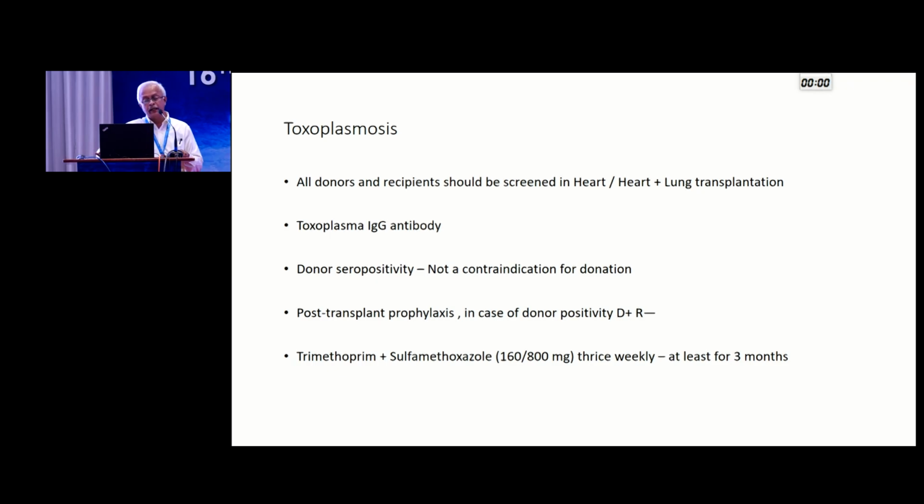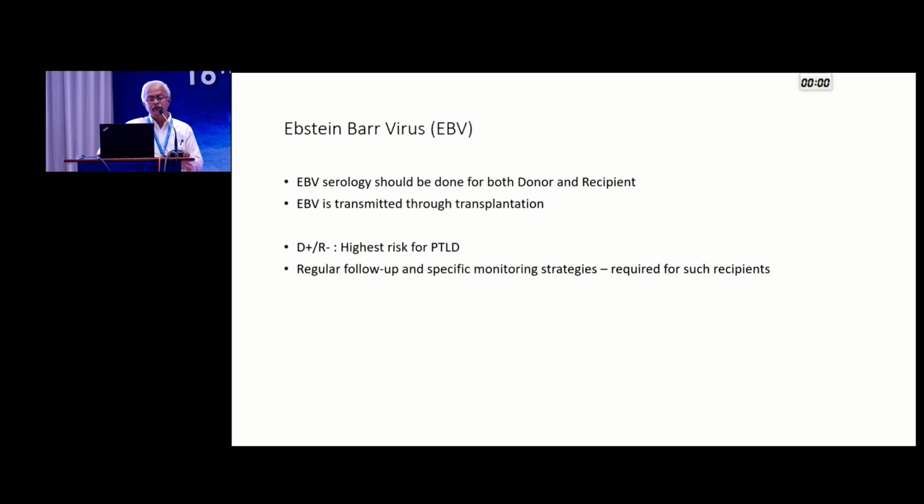Toxoplasmosis, particularly for the heart and lung transplantation, the test that is employed is Toxoplasma IgG antibody. Donor seropositivity is not a contraindication for donation, but post-transplant prophylaxis in case of donor positivity, D plus R minus, has to be given with cotrimoxazole. This does not apply for kidney transplant. Epstein-Barr virus, again, the D plus R minus, highest risk for PTLD. It does not preclude transplant, but you have to be more vigilant with a regular follow-up, and specific monitoring strategies have to be adopted for PTLD particularly.